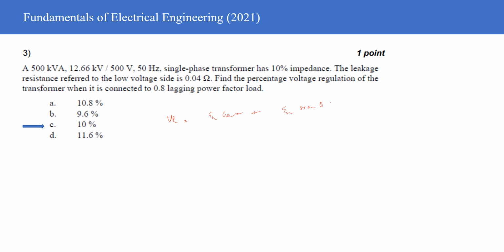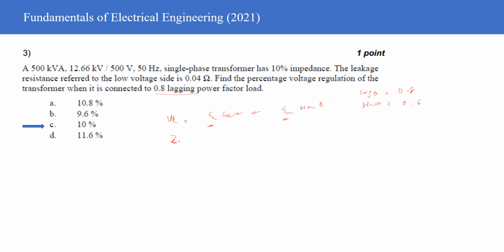Now what is ER and EX, right? So it's given to you that the leakage resistance referred to the low voltage side is 0.04, and 0.8 is the lagging power factor of the load, right? So the power factor is given to you, that is cos theta is given to you as 0.8. Therefore, sin theta is equal to 0.6. These two pieces of information are given to you. The only thing which you require to find is ER and EX, right?